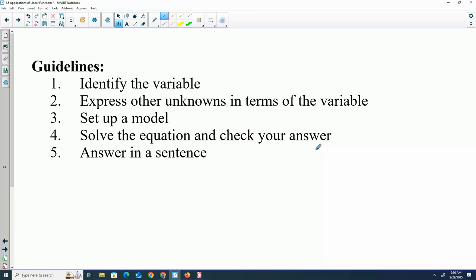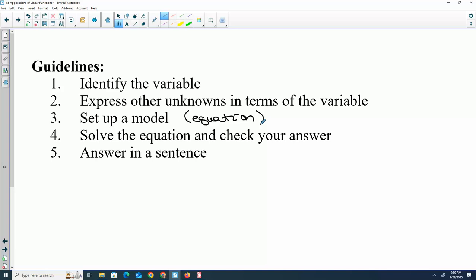Second thing, we cannot solve equations with multiple variables in it. So if there's more than one thing we don't know, everything has to be in terms of the same variable. I can't have x, y, and z all in one equation. I need only x's. So if there's multiple things we don't know, we have to write them in terms of one variable. Third step is set up a model. That's like writing your equation. Okay, so we have to look at the problem, see what we're talking about, so we know how to write that equation. Then we will solve it, checking to make sure that our answer is reasonable.